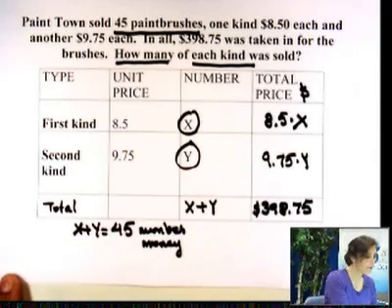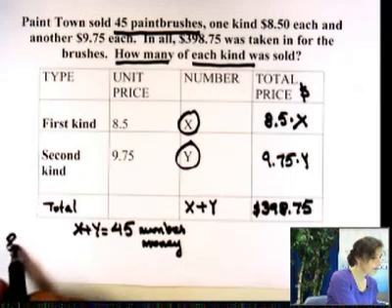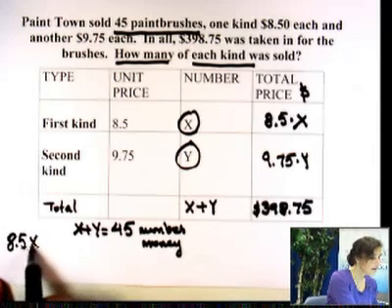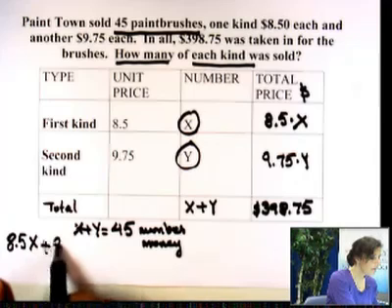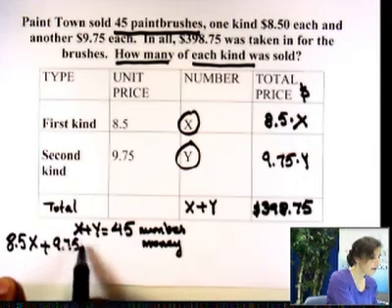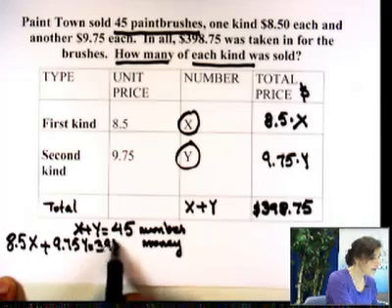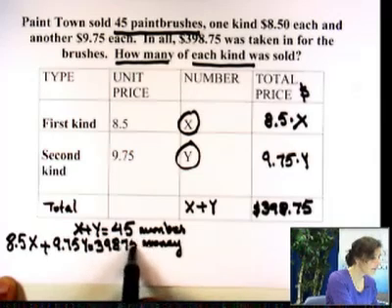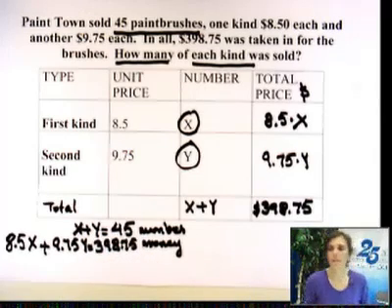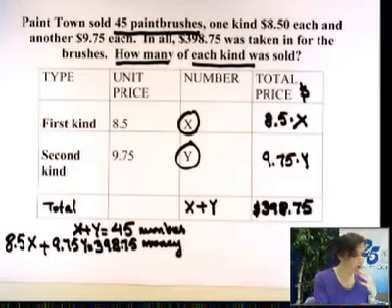What is the money equation then? 8.5x plus 9.75y equals 398.75. Does it make sense? Very good. Now, all I have to do now is to solve these equations.